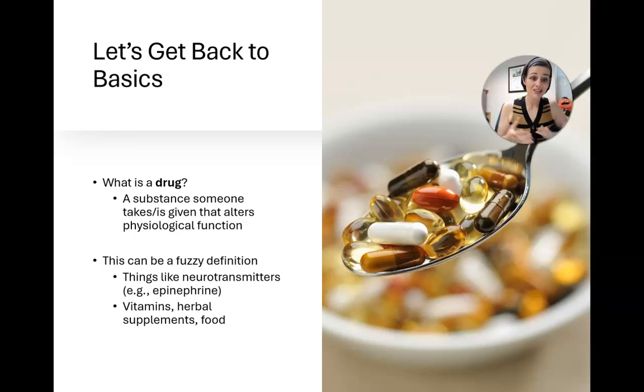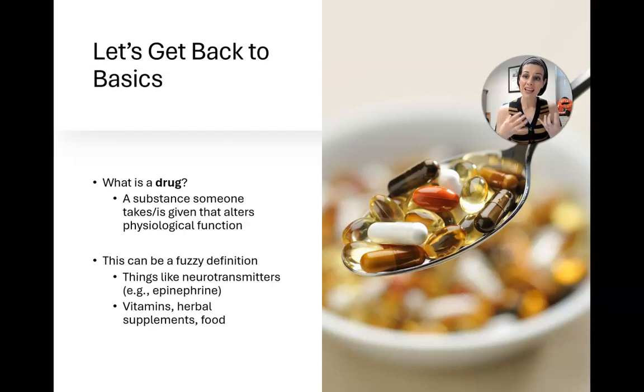Additionally, let's talk about things like vitamins and herbal supplements and food. All of these things, vitamins are not considered drugs. They're vitamins. And they are administered, and they can potentially alter physiological functioning, but vitamins aren't drugs. The same is true with herbal supplements. Herbal supplements technically do not count. Additionally, there's food.